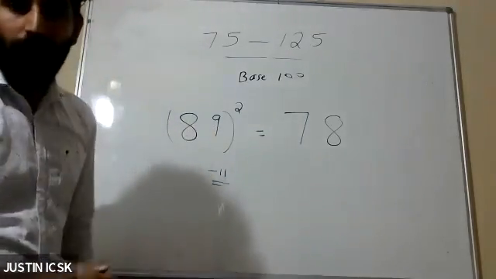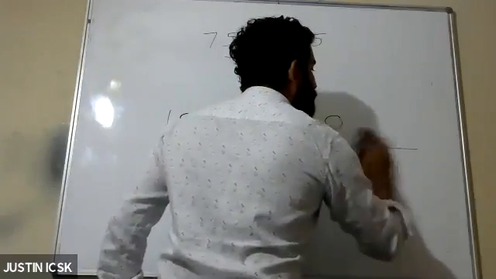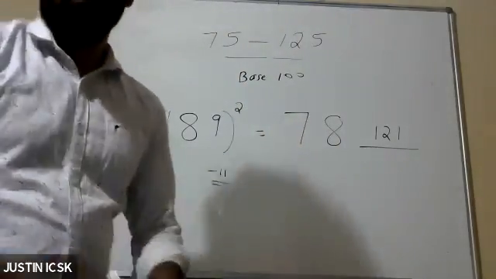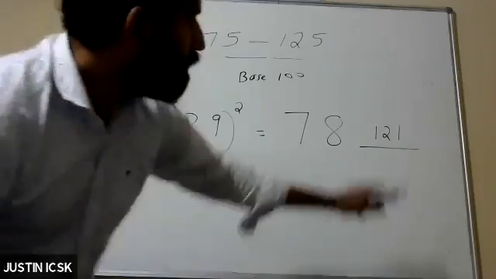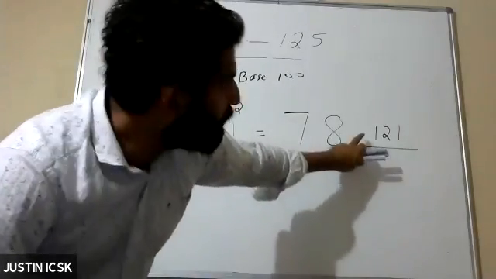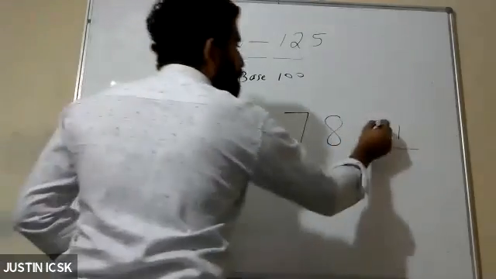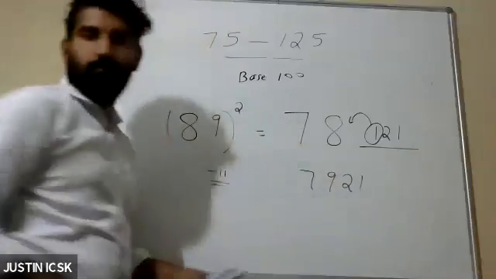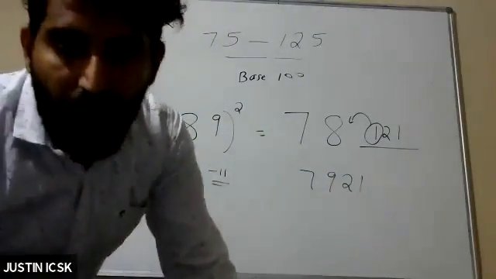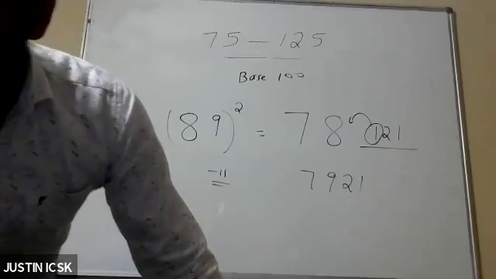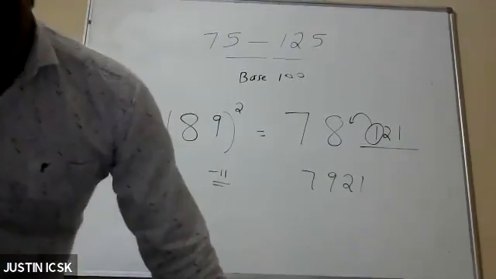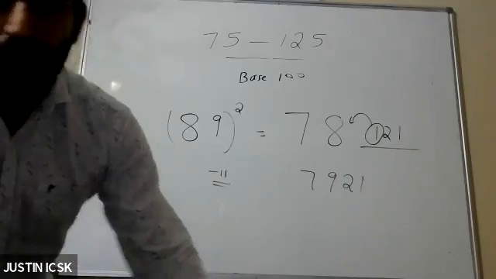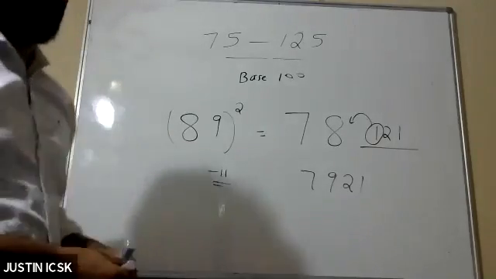When we take 11 square, it is 121. I told you only 2 digits. So take the 2 1 here, and this 1 carry to the left. So 7921. Your answer should be 7921. Seven, nine, two, one.